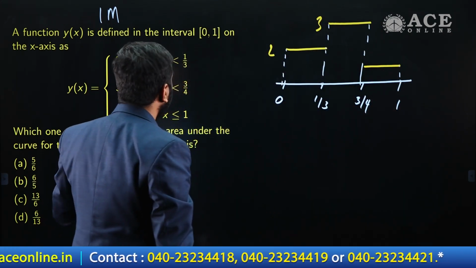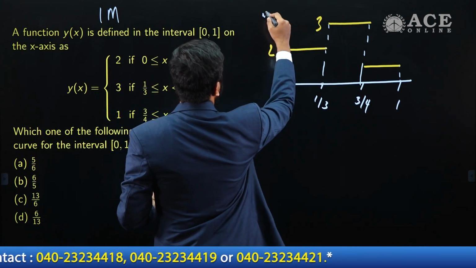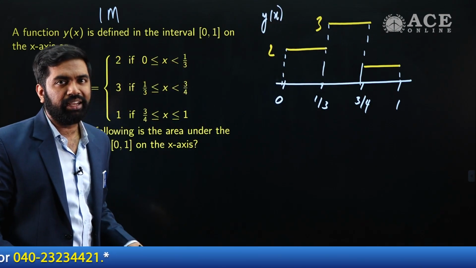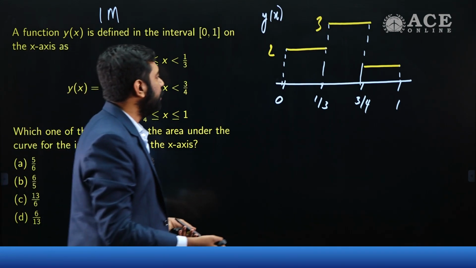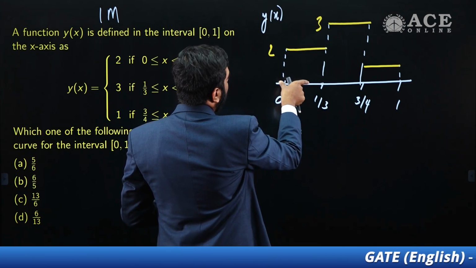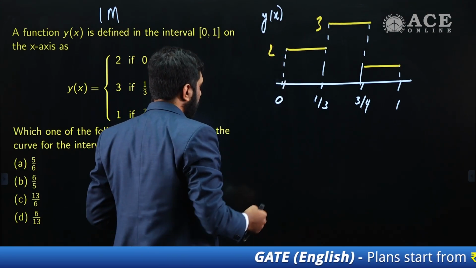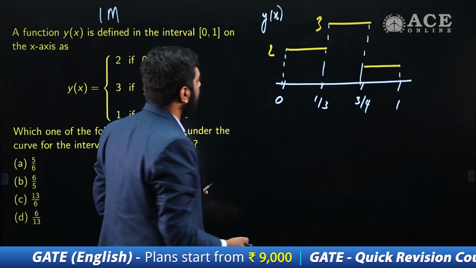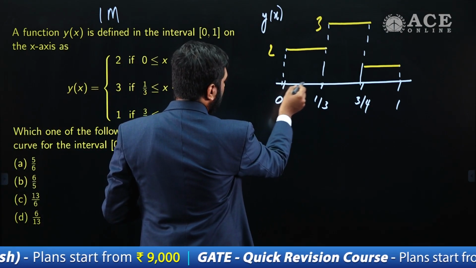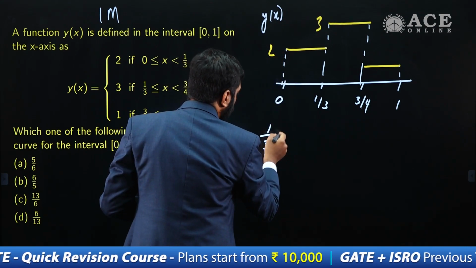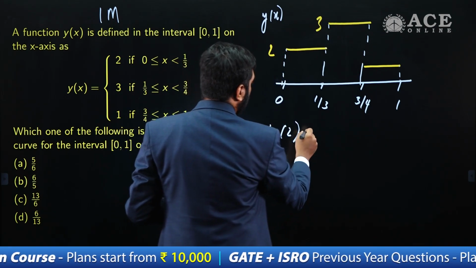What are they asking? Area under y of x. So this is y of x. You simply add the areas of all 3 rectangles to get the answer. So what's the area of a rectangle? For example, let's say this is the length and this is the height. So this is simply length into height. In the same way, add the other areas. So let me find the areas of the rectangles. This length is 1 by 3 and this is 2. So this is 1 by 3 into 2 plus.